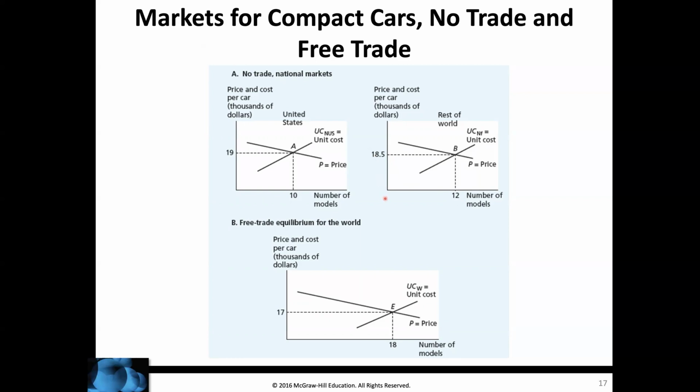So when we open up trade, we've got a free trade equilibrium for the world. Because we have a higher number of models available now, you can see that we're farther down this price curve, and so the overall price of each automobile is less, at 17.